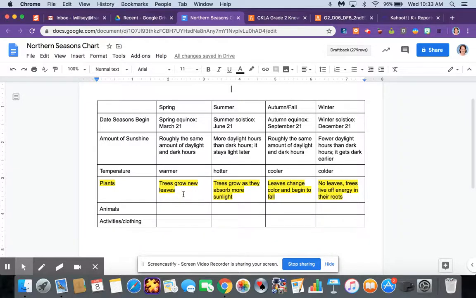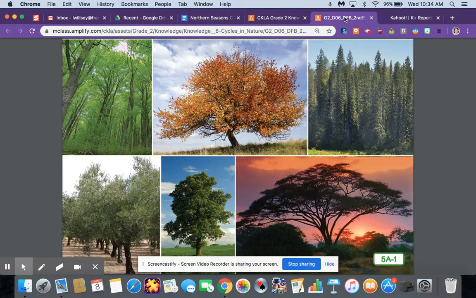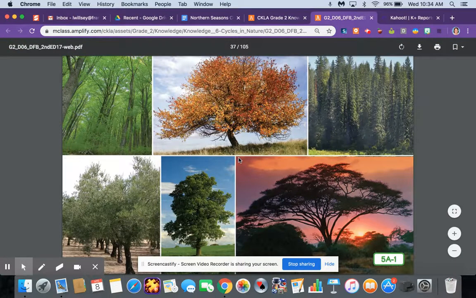In the spring, trees grow new leaves. In the summer, they grow and absorb more sunlight. In the fall, the leaves change color and begin to fall. And in the winter, no leaves. Trees live off the energy in the roots. But this is just for one kind of tree. There's another kind of tree we're going to talk about that doesn't lose its leaves in the wintertime. All right. So here we go.